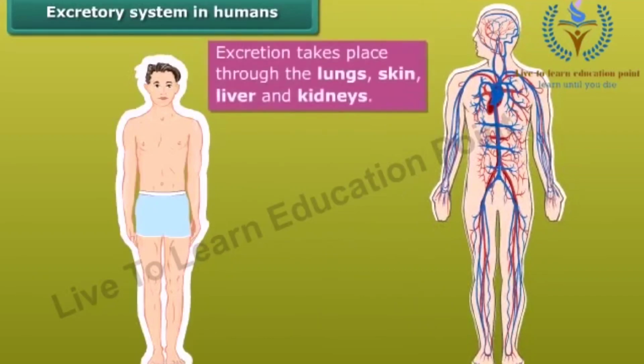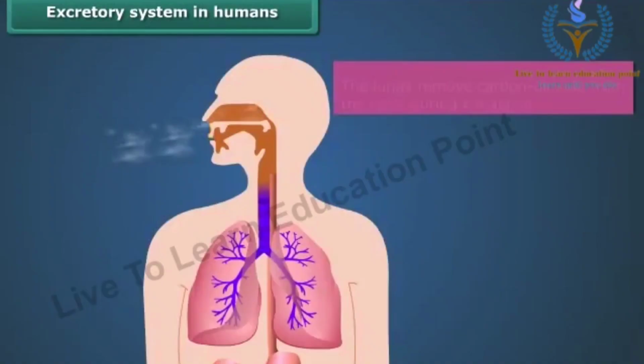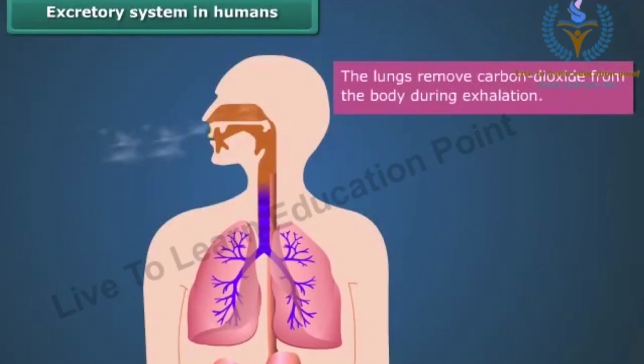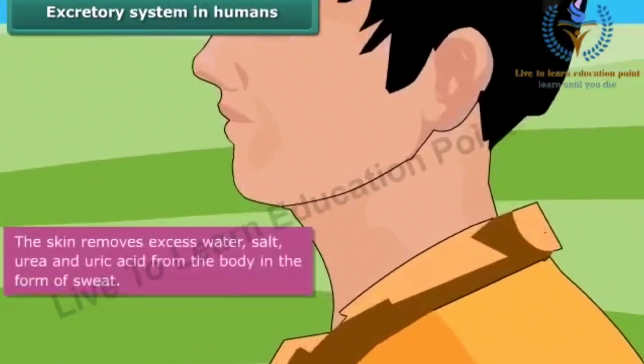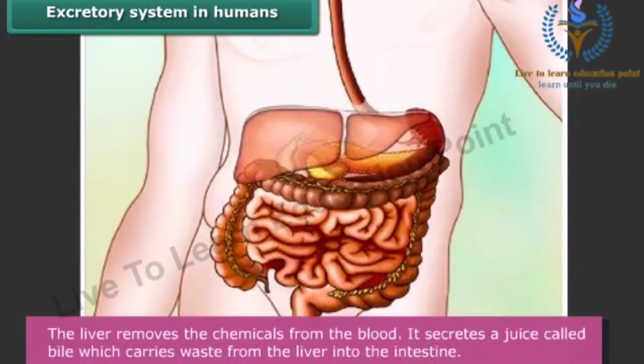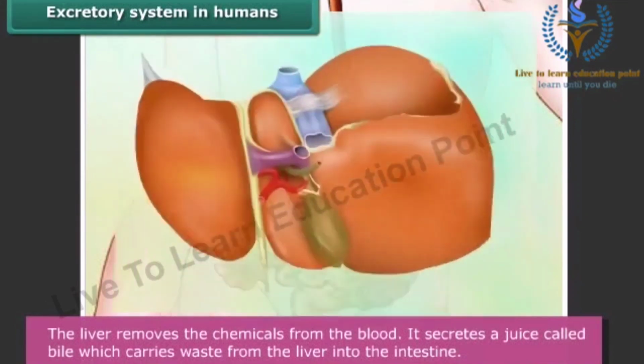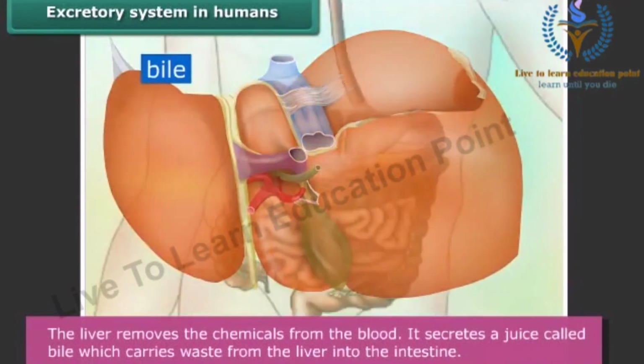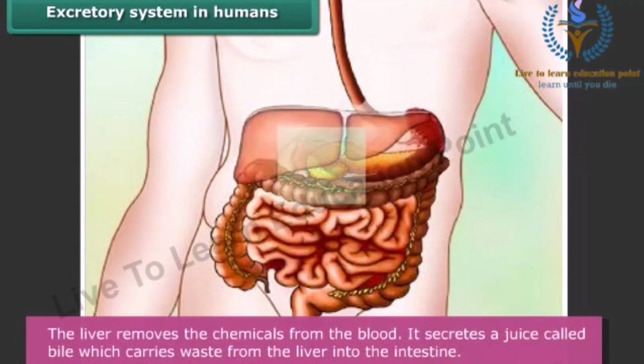Excretion takes place through the lungs, skin, liver, and kidneys. Lungs remove carbon dioxide from the body during exhalation. The skin removes excess water, salt, urea, and uric acid from the body in the form of sweat. The liver removes the chemicals from the blood. It secretes a juice called bile, which carries waste from the liver into the intestine.